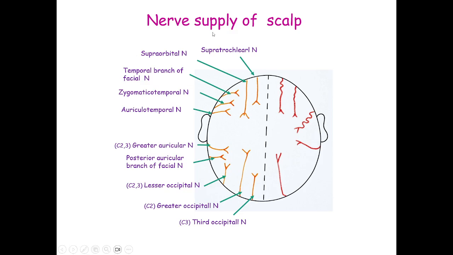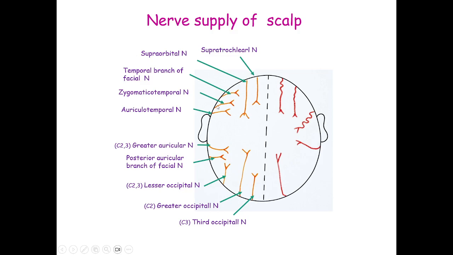Nerve supply of the scalp. The scalp is supplied by the supratrochlear nerve and supraorbital nerve. These are the branches of the frontal nerve. The frontal nerve itself is a branch of the ophthalmic division of the trigeminal nerve. So these two nerves indirectly are branches of the ophthalmic division of the trigeminal nerve in front.